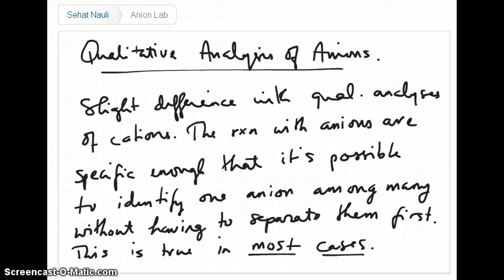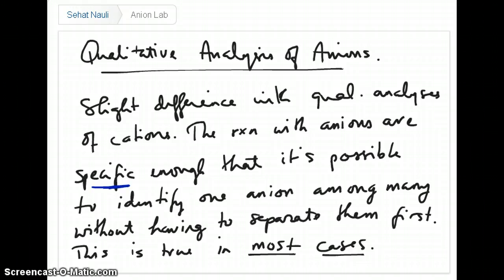So this lab is going to discuss a little bit about, the video will discuss a little bit about the lab, which is qualitative analysis of anions. And there really isn't much to talk about. That's a big difference from what you've done for the other two qualitative analysis labs for cations. The only difference here is that with the anions, most of the reactions are fairly specific for a particular anion.